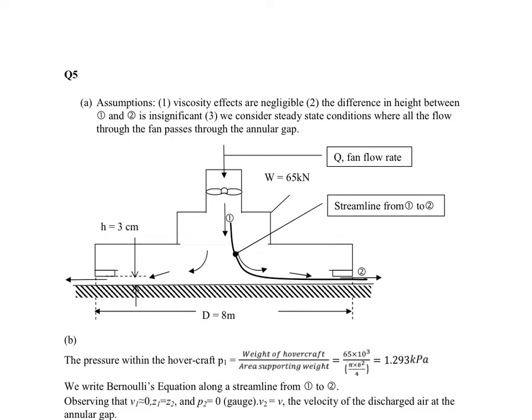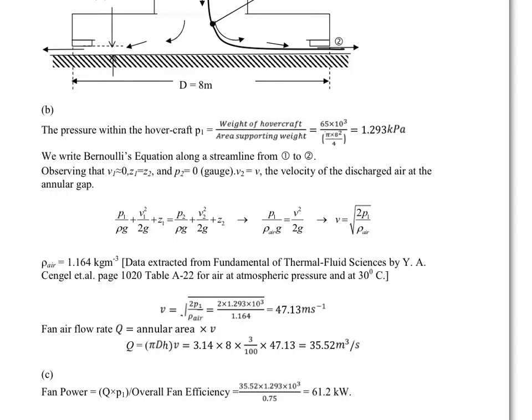Now let's look at part B. We consider a streamline from 1 to 2. The pressure within the hovercraft, P1, is the weight of the hovercraft divided by the area supporting the weight. The area supporting the weight is the peripheral diameter squared multiplied by pi divided by 4, and you're given 65 kilonewton. So you have a pressure of 1.293 kilopascals. Now the big issue at this point is whether this is absolute pressure or relative pressure.